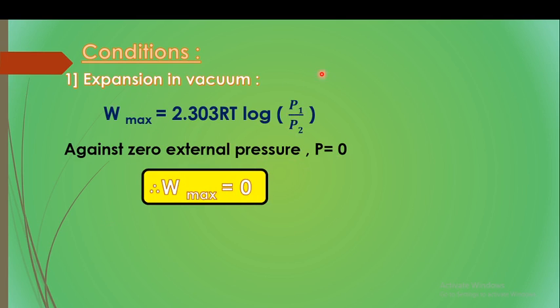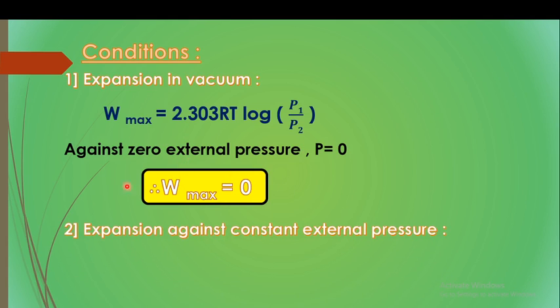Therefore, what can we write? If P is equal to 0, then everything becomes 0. That is, the maximum work done obtained in expansion in vacuum is 0. Therefore, W max is equal to 0.